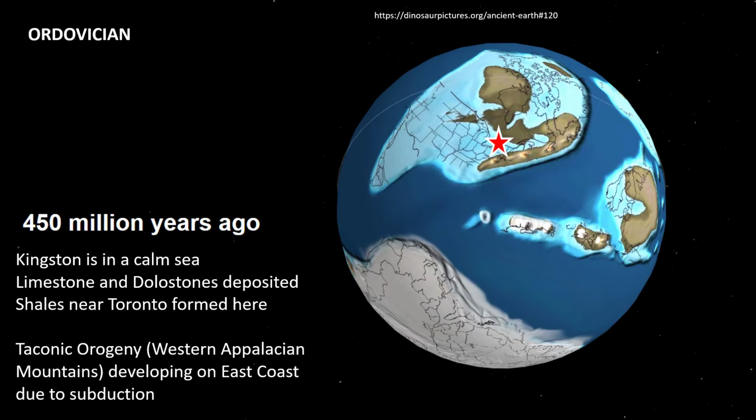450 million years ago, we see an island arc of volcanoes starting to approach Kingston due to the subduction as this proto-Atlantic begins to close again. Kingston is a calm sea. We see limestones and dolostones deposited there. The shales that are underneath Toronto were formed at this time. This island arc is the Taconic orogeny. It's the first part of the modern Appalachian Mountains developing on the east coast.